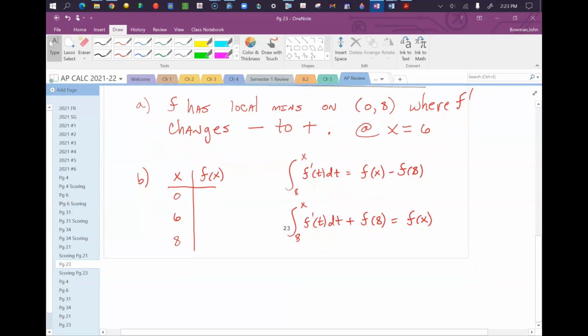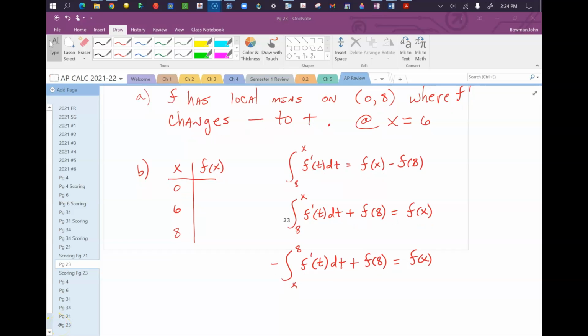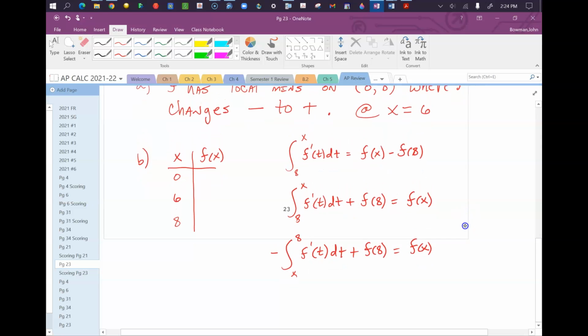Now, I don't like to integrate backward, so I'm also going to rewrite this. If we switch the limits of integration from x to 8, and put a negative in front of it, we can say that this plus f of 8 is equal to f of x. So now we have to evaluate the integral. Here's an example of why I like to change this so that when we're using limits of integration that are lower than 8, it's easier for me to think about.